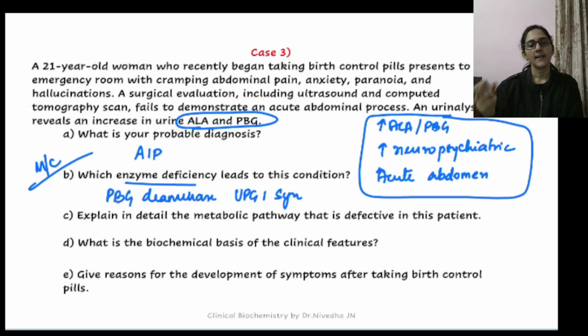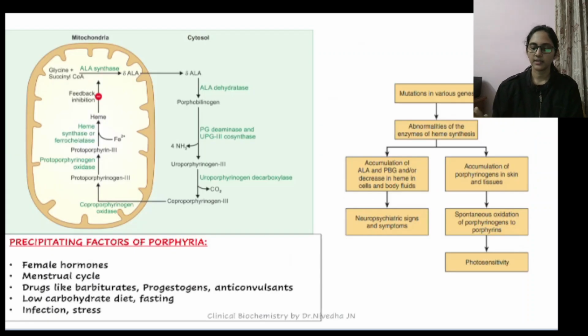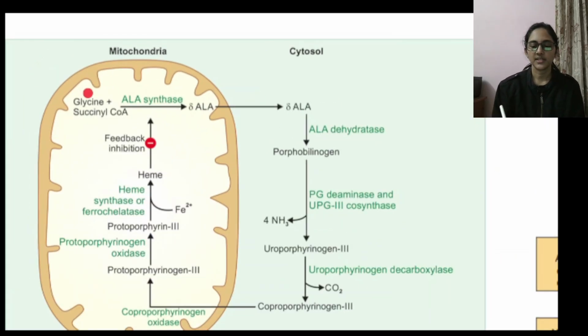We also have another case, but that will also have classical symptoms that I will tell you. But otherwise, if you narrow down to these 3 points like increased ALA, neuropsychiatric symptoms and acute abdomen, it is very well going to be your AIP. Now explain in detail the metabolic pathway that's defective in this patient. What is the metabolic pathway defective? It's going to be heme synthesis only. So heme synthesis, the first thing is, what's the substrate for heme synthesis? It's glycine and succinyl-CoA. Glycine and succinyl-CoA gives us ALA in the presence of enzyme ALA synthase.